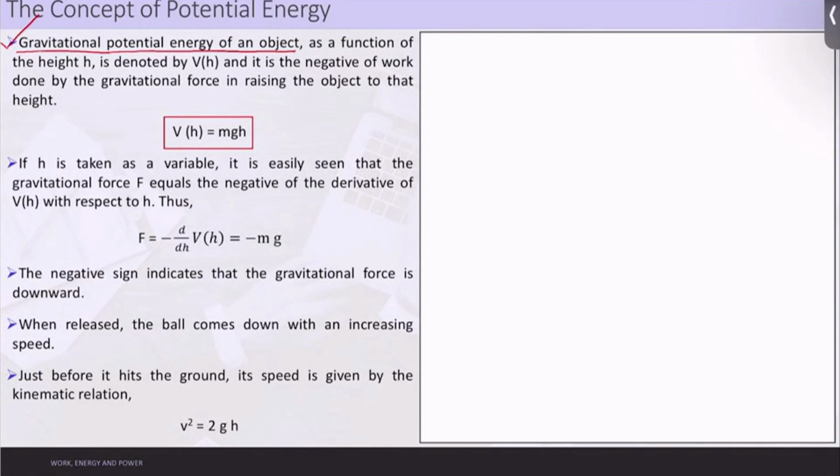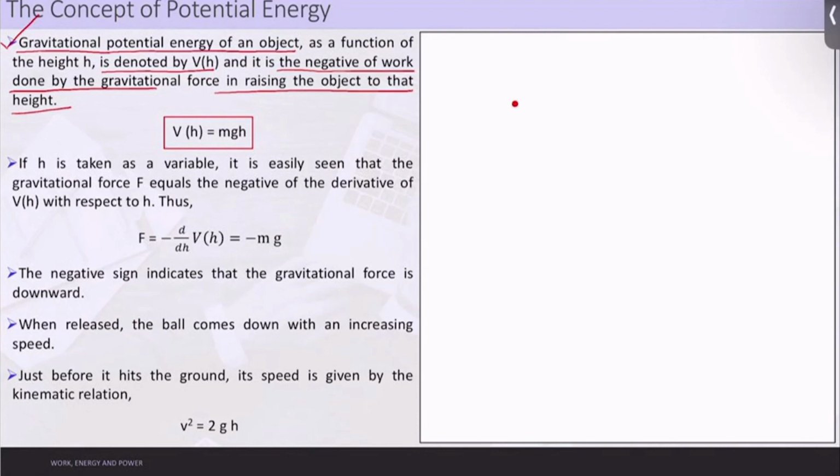Okay, so gravitational potential energy of an object as a function of height h is denoted as V(h). And it is the negative of the work done by the gravitational force in raising the object to that height. So I hope it is clear. So why is it given as negative? Let us see here.